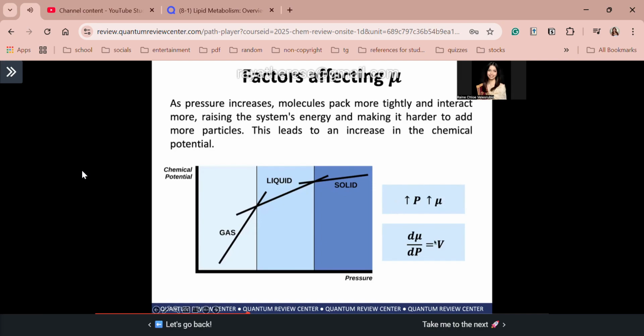So they will only be pushed against each other very slightly. And that only requires little amount of energy to add one more particle. Guys, sanay na yung solids natin na nag-interact yung mga molecules nila with each other. That's why there's only a slight increase in chemical potential.